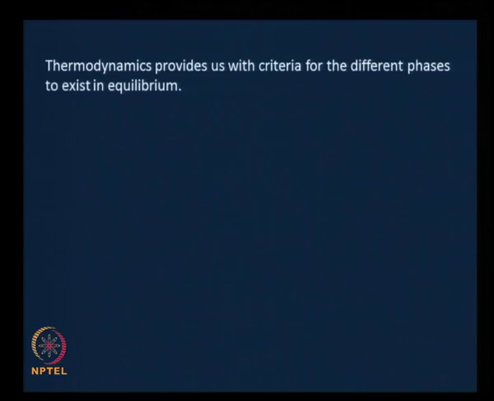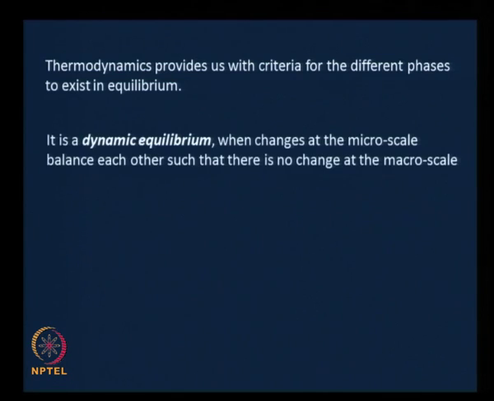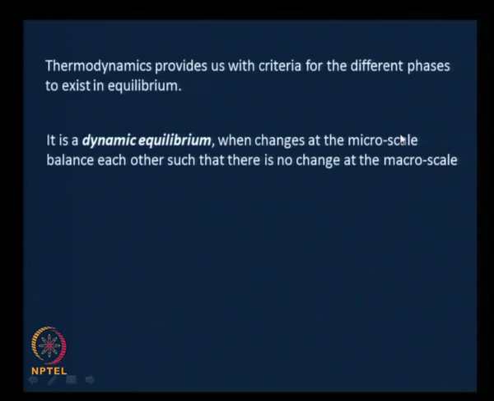The take home message from this particular module is this exact slide: the conditions that thermodynamics provides as criteria for different phases to exist in equilibrium. As we had seen, before we look at the conditions, we need to understand that it is a dynamic equilibrium, which means that there are changes occurring at the micro scale, and those changes occurring at the micro scale balance each other so that there is no change at the macro scale.